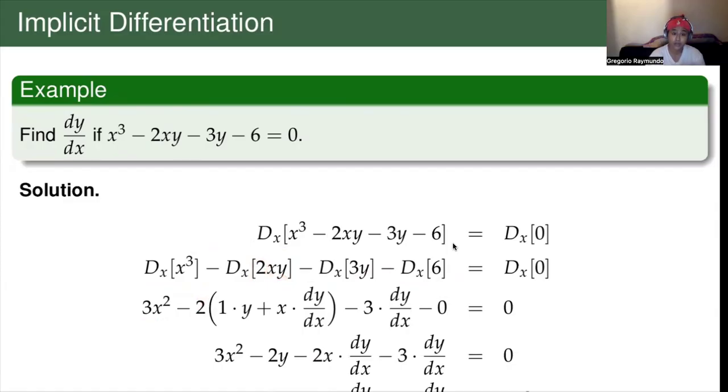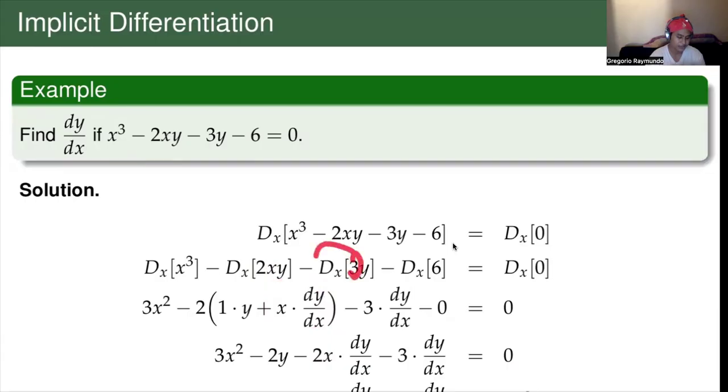So we use the product rule here. Product rule: derivative mo ng first factor, that will be 1, times copy the second factor, y, plus copy the first factor, x, times derivative ng second factor. Ano ba derivative ng y with respect to x? That would be dy over dx. Okay? Derivative niya, dy over dx.